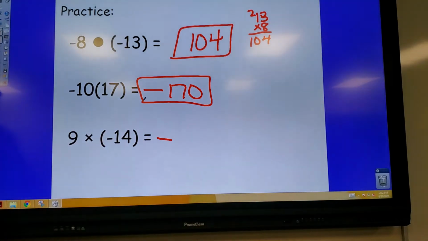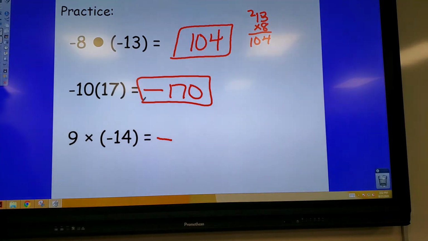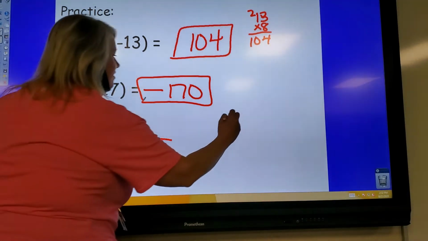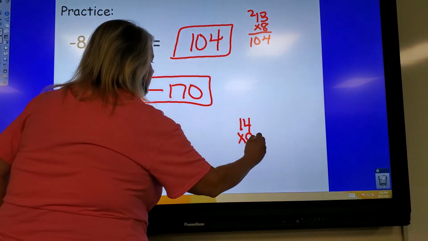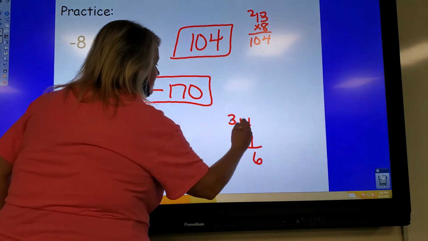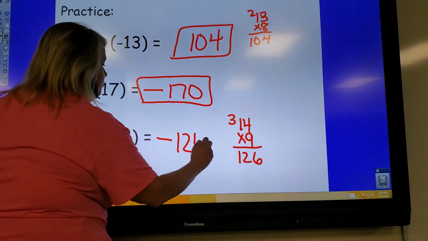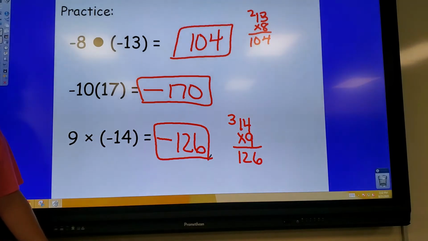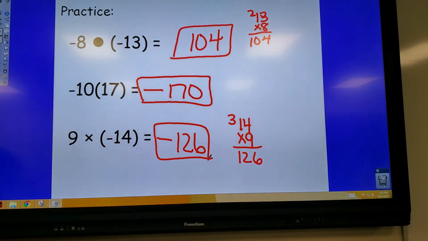So it's just the same as normal multiplication, with symbols. 14 times 9, let's see, it's 126. So a negative 126. Yeah, once you decide if the answer is positive or negative, then you just multiply, all right? So there's not any difference there.